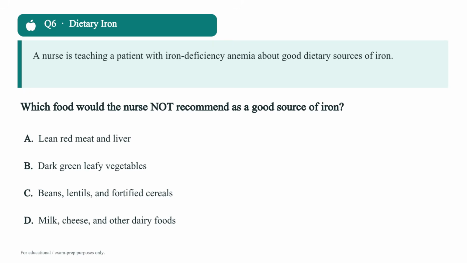Question 6. Dietary iron. A nurse is teaching a patient with iron deficiency anemia about good dietary sources of iron. Which food would the nurse not recommend as a good source of iron? A. Lean red meat and liver. B. Dark green leafy vegetables. C. Beans, lentils, and fortified cereals. D. Milk, cheese, and other dairy foods. Pause and choose.